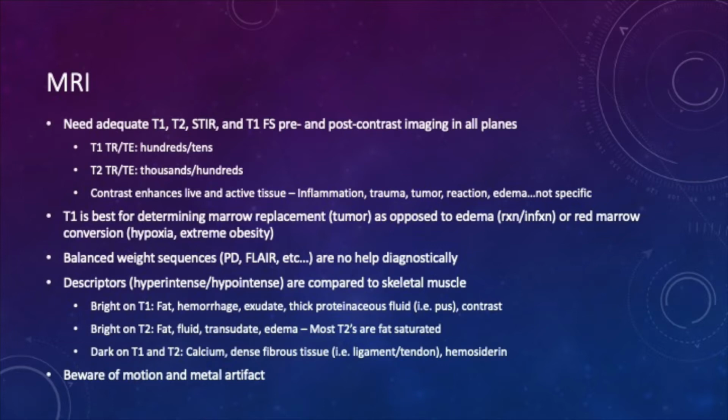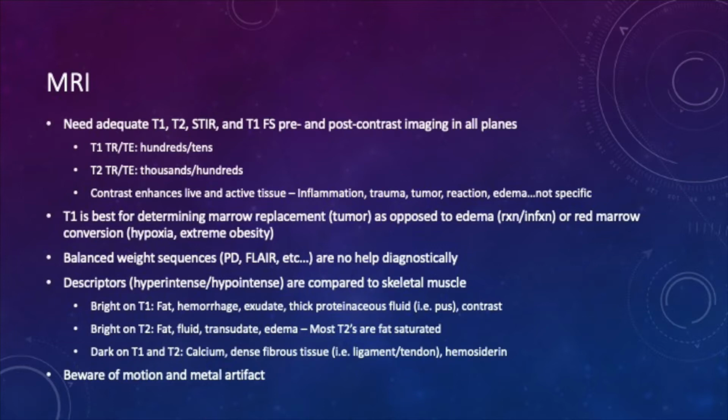When you have a TR in the T1 range and a TE in the T2 range or vice versa, that's where you get into the balanced weight sequences, something like a proton density, good for looking at a joint and at cartilage, but not good for looking at tumors. Contrast enhances live and active tissue, so it's not specific to tumor. Inflammation, trauma, tumors, reaction, edema will all enhance with contrast.